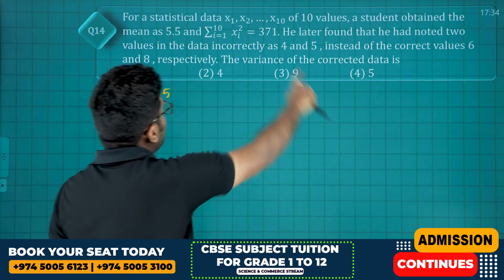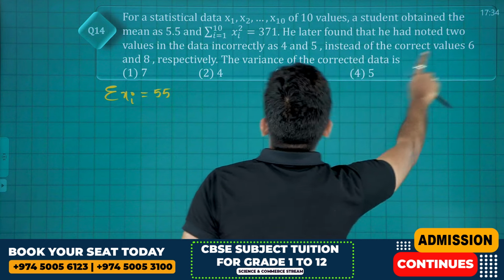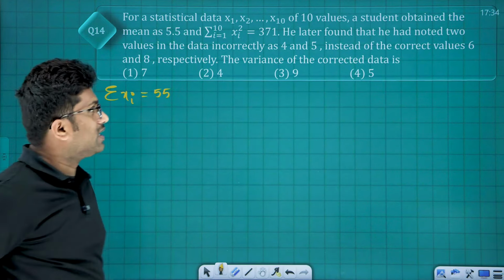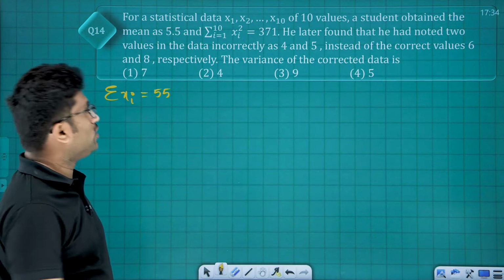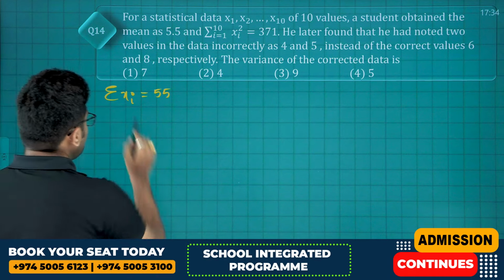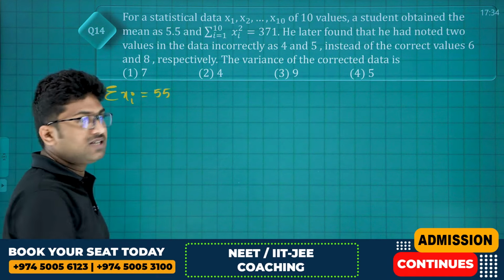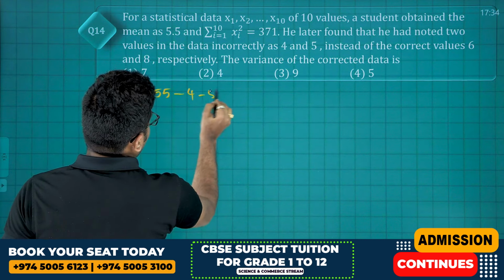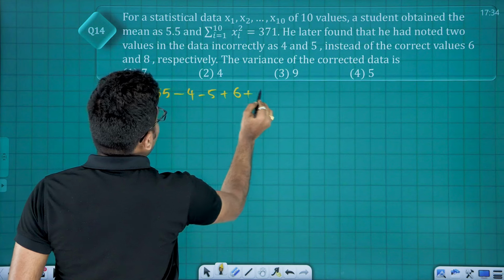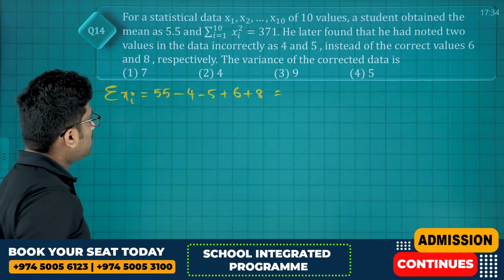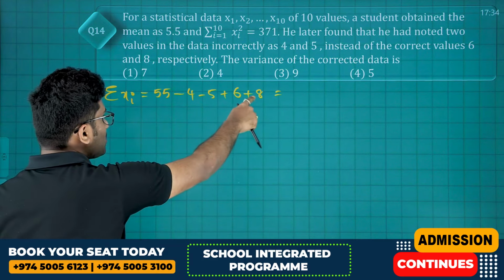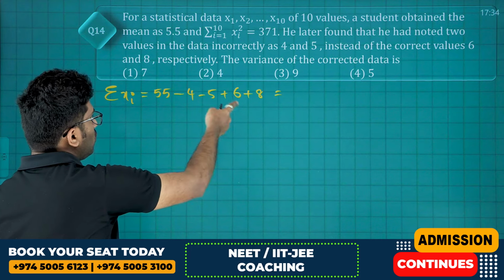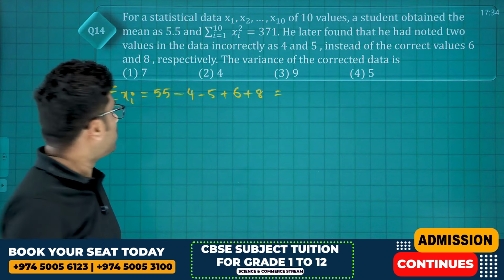But see, later if we noted two values in the data incorrectly, so instead of 6, 8, he noted them as 4, 5. So what is our correct sigma xi? He will exclude this minus 4 and 5, add 6 and 8. So you get 6 plus 8, 14. 14 minus 9, which is equal to 5.